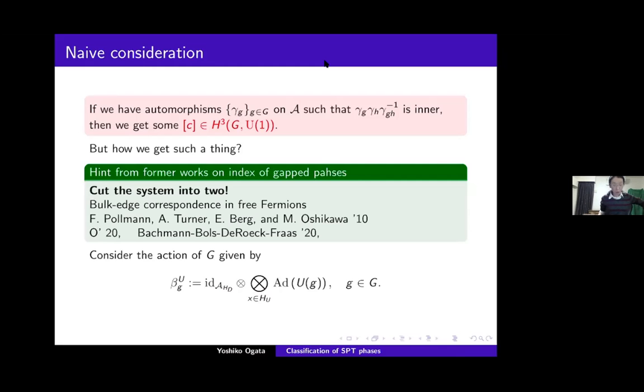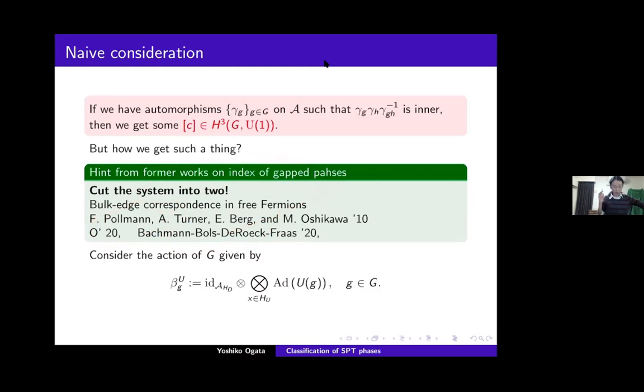That is, for example, in bulk edge correspondence in free fermion systems, the bulk edge correspondence tells us to cut the system into two. If you want to know about the bulk, you should cut the system into two and look at the edge. That is what they do. And that same kind of philosophy was used in quantum spin systems as well. Therefore, for me, it was rather natural to think about cutting the system.